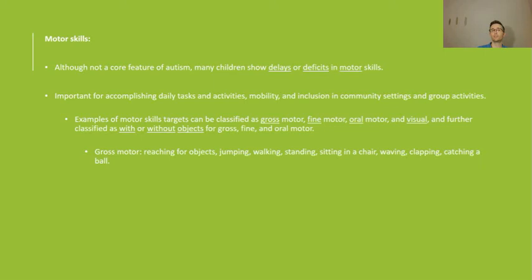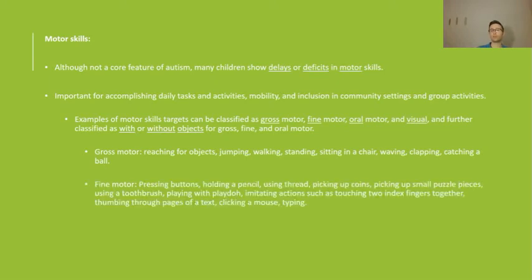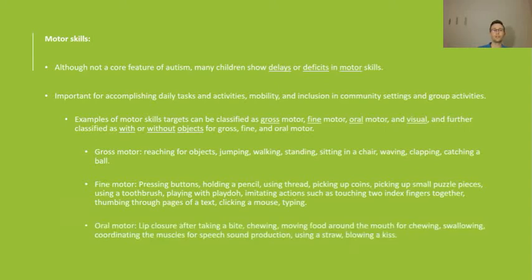Gross motor: reaching for objects, jumping, walking, standing, sitting in a chair, waving, clapping, catching a ball. Fine motor skills include pressing buttons, holding a pencil, using thread, picking up coins, picking up small puzzle pieces, using a toothbrush, playing with Play-Doh, imitating actions such as touching two index fingers together, thumbing through pages of a text, clicking a mouse, typing. Oral motor skills: lip closure after taking a bite, chewing, moving food around the mouth for chewing, swallowing, coordinating the muscles for speech sound production, using a straw, blowing a kiss, like that.